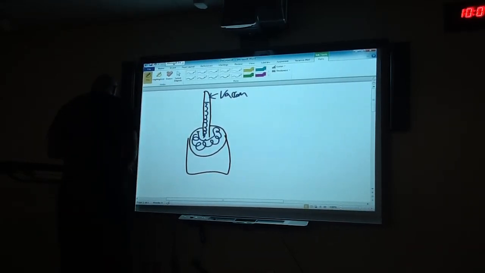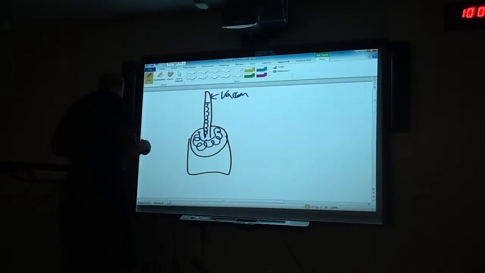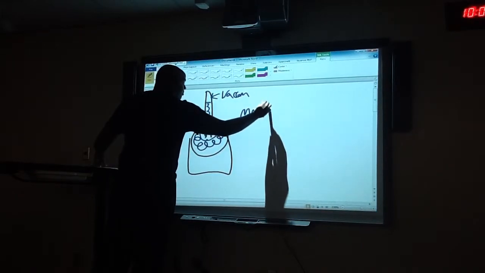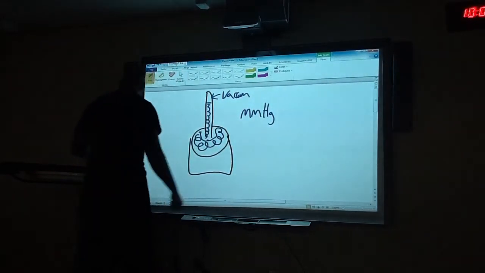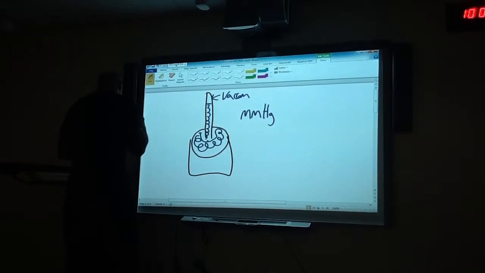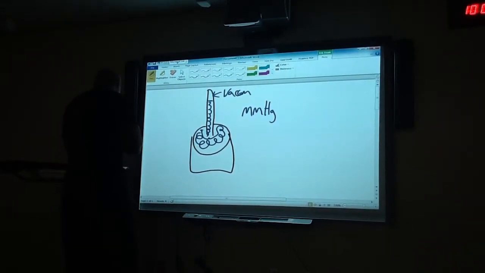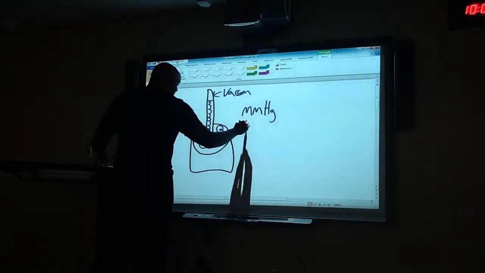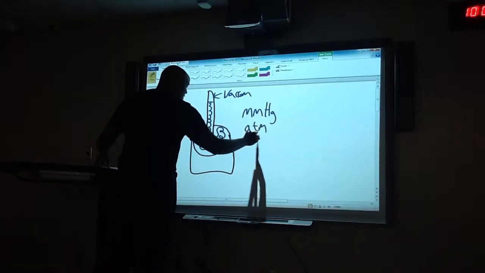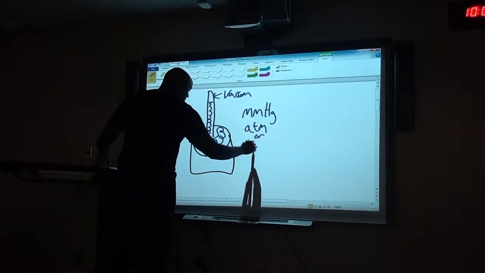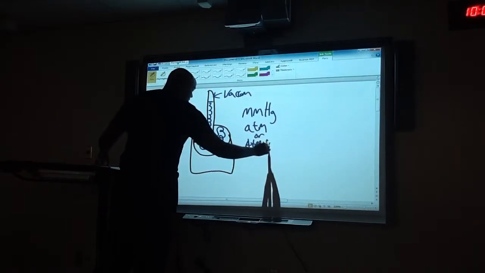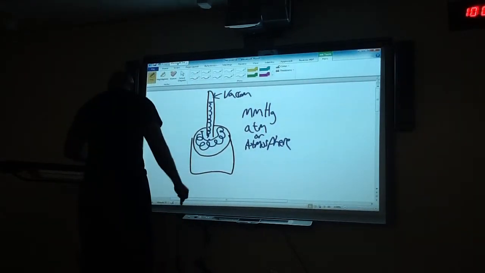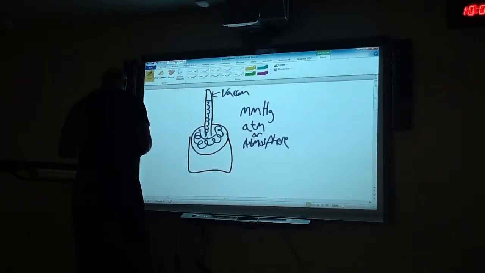So the units that we use to measure blood pressure is millimeters per mercury. Okay, so millimeters per mercury is just a unit to describe pressure. Another common way to describe pressure is ATM or atmosphere. So that's another common way.